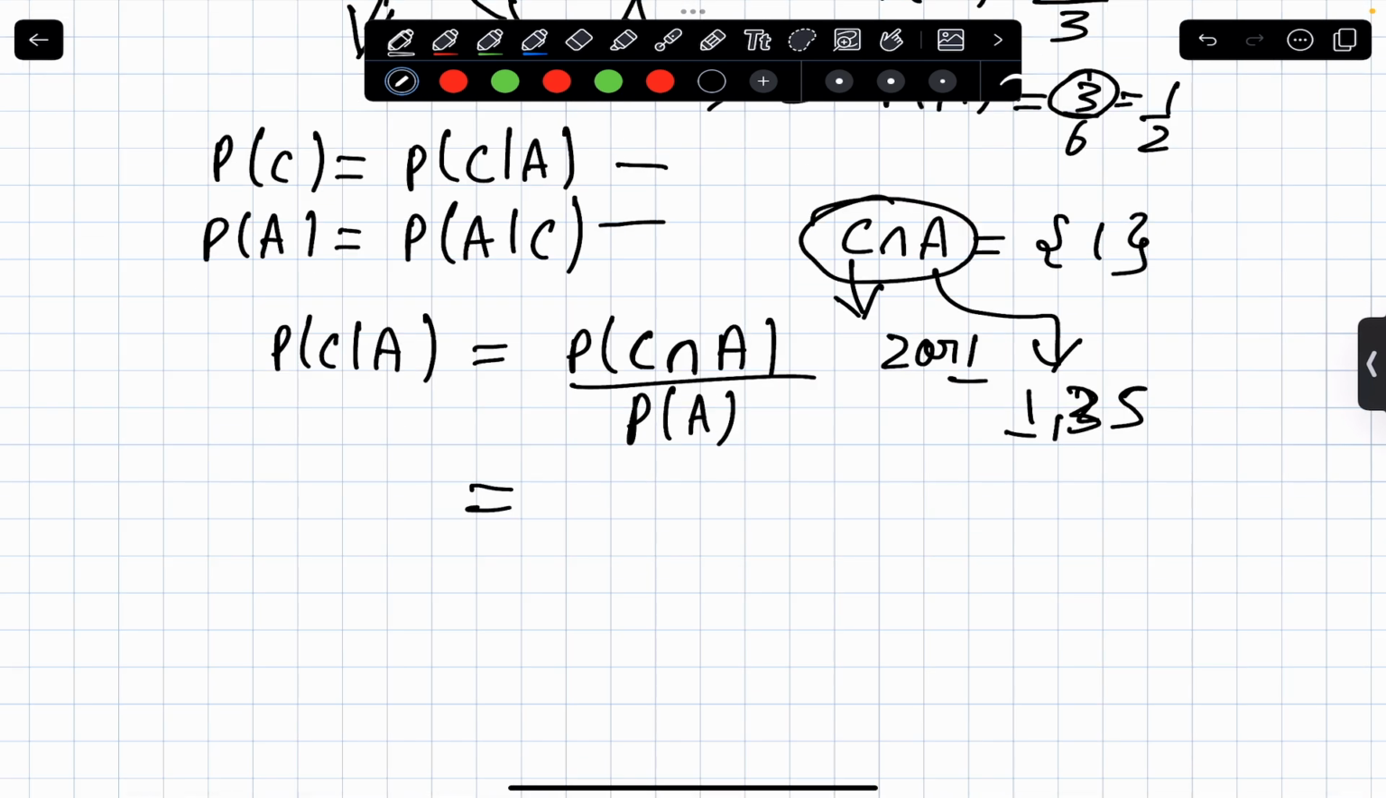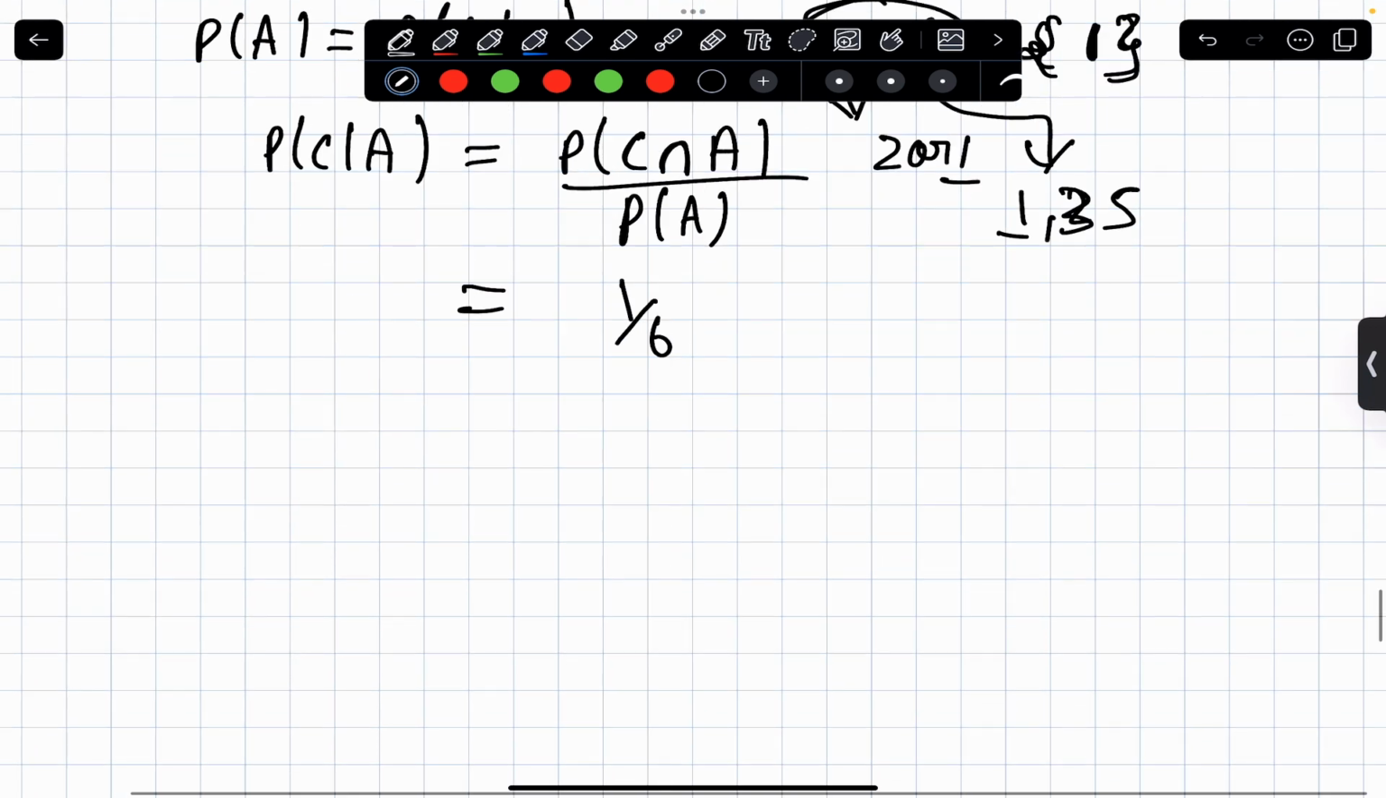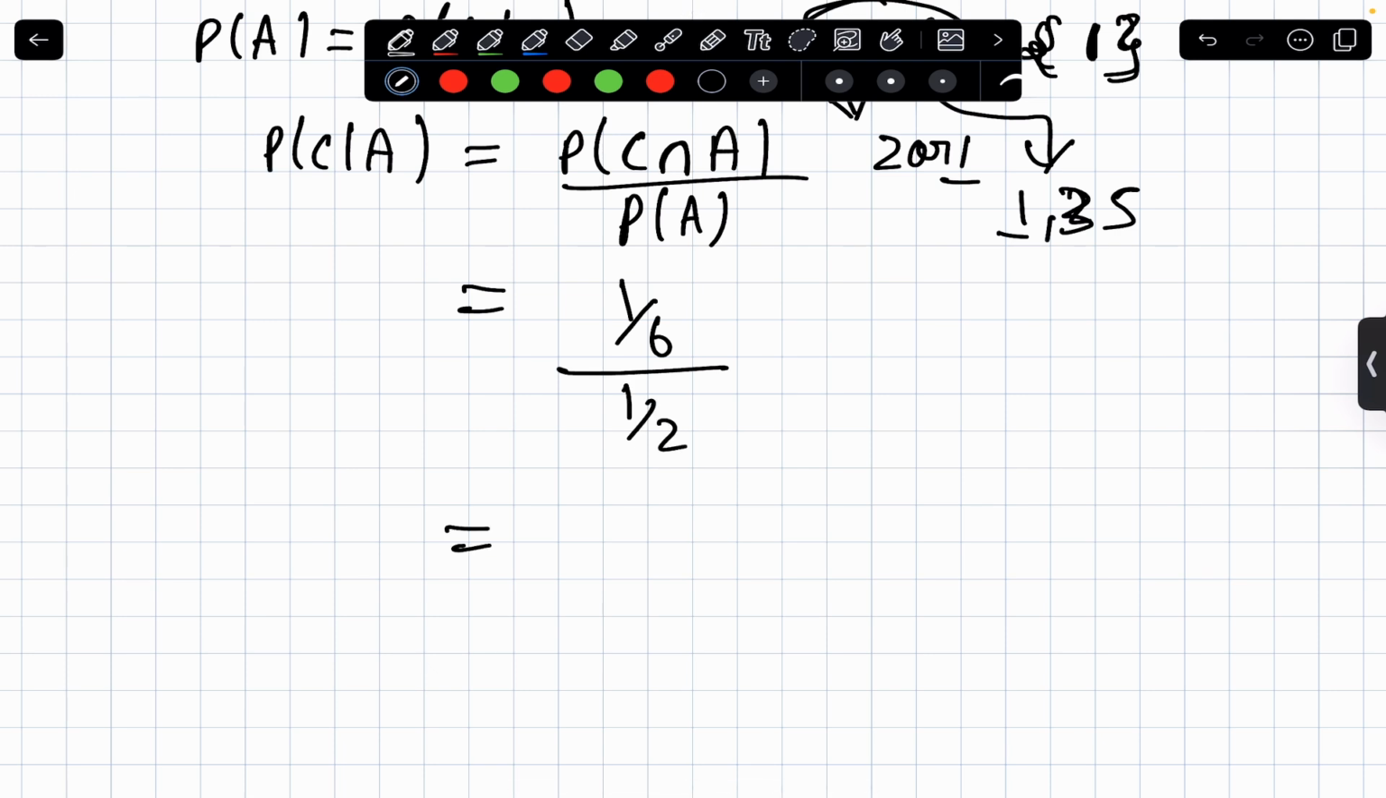So what is the probability of A intersection C? 1 by 6. How? Because we have only one outcome that is favorable, divided by 6, and given the probability of A, which is 1 by 2. So 1 by 6 into 2 by 1, which will be nothing but 1 by 3. 1 by 3. Okay. And this is what we say is independence.